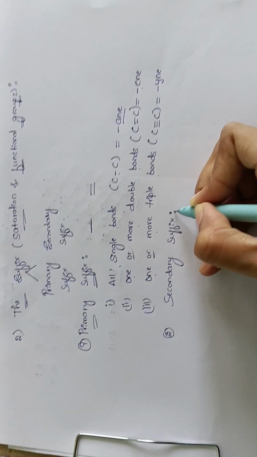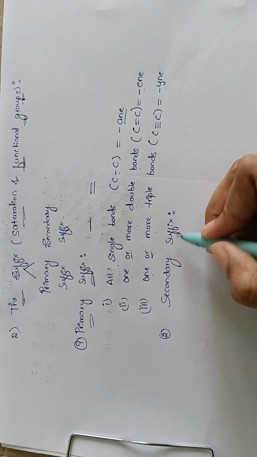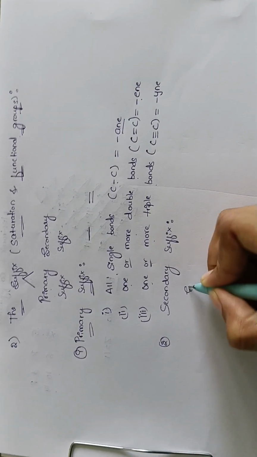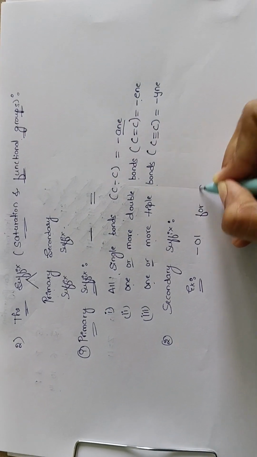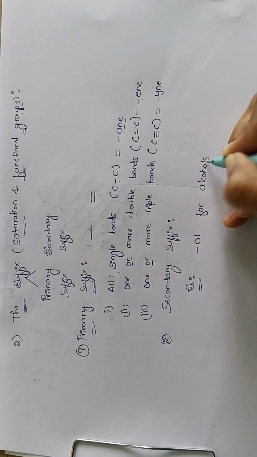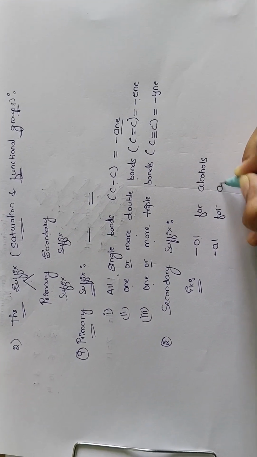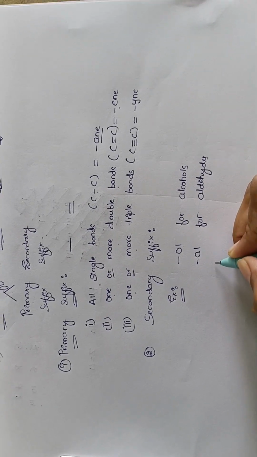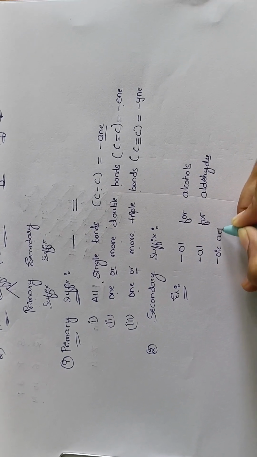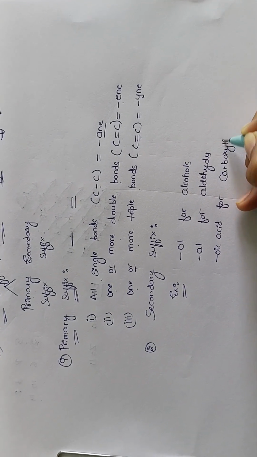Secondary suffix identifies the main functional group. Example: ol for alcohols, al for aldehydes, then oic acid for carboxylic acid.